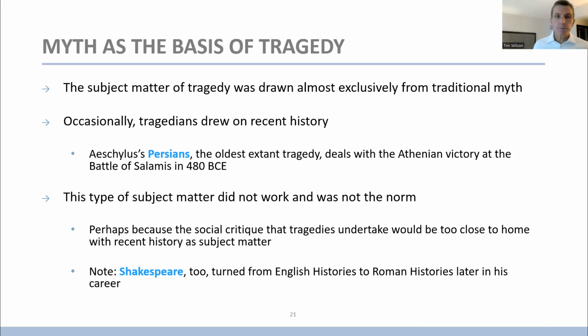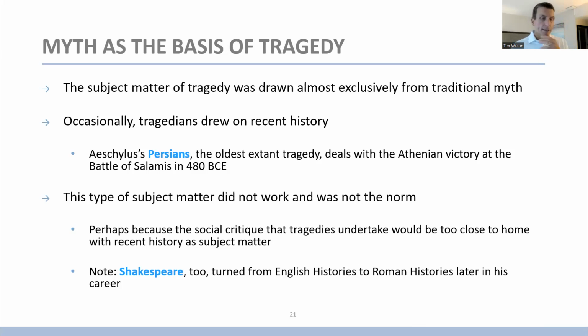And perhaps it's because the social critique that the tragedy is doing of the time is too close. So if the tragedies want the thoughtful audience member or reader or listener to think critically about their own world, their own society, and they're dealing with recent events, that can be a little bit too close to home, and people see the critique in effect.